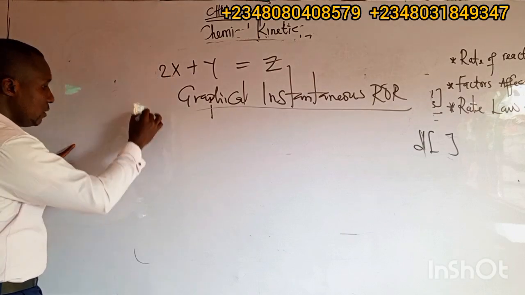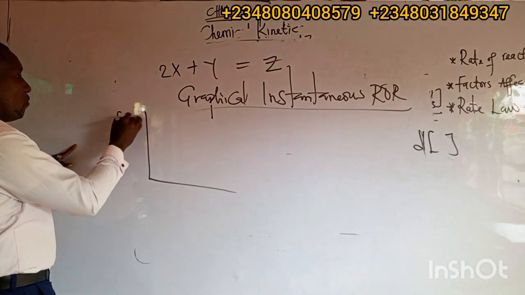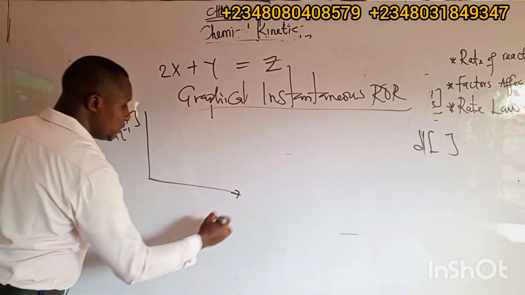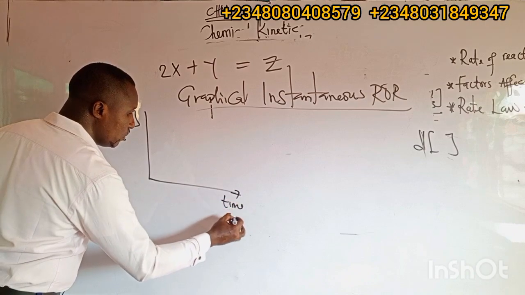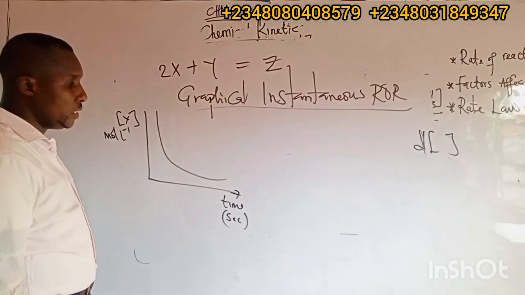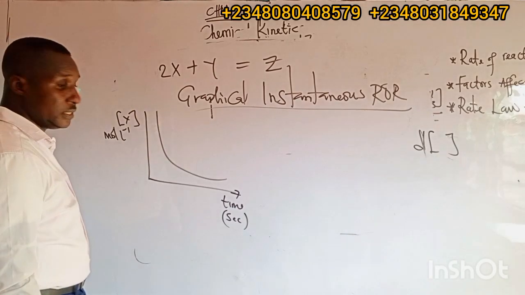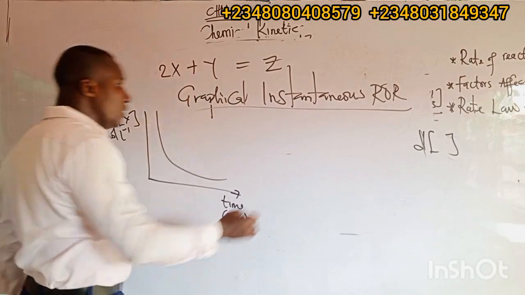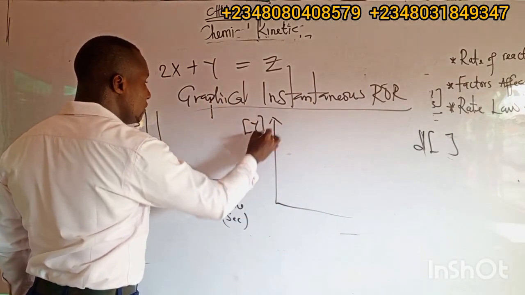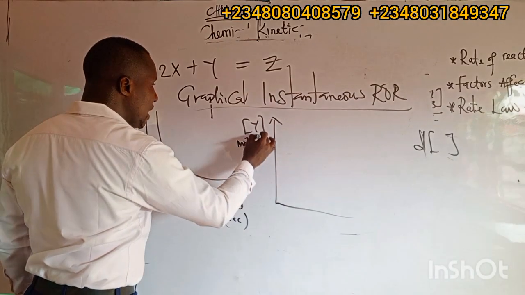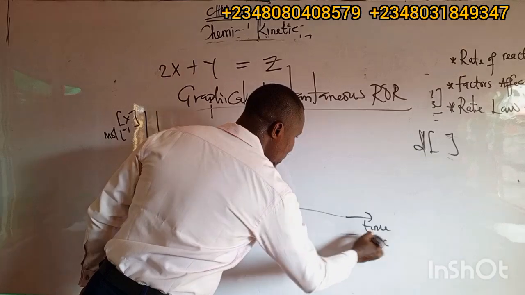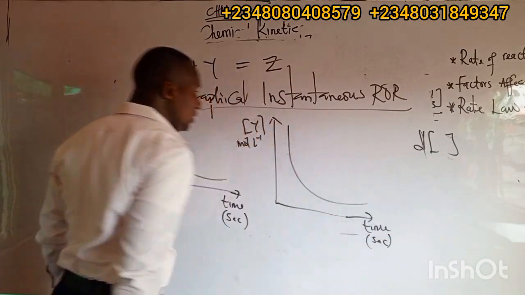The graphical representation for the first reactant, when you have concentration of X in mole per liter with respect to time in seconds, is a decreasing graph. Then for Y, the same: you have concentration of Y in mole per liter, then time on the x axis in seconds, then a decreasing graph.